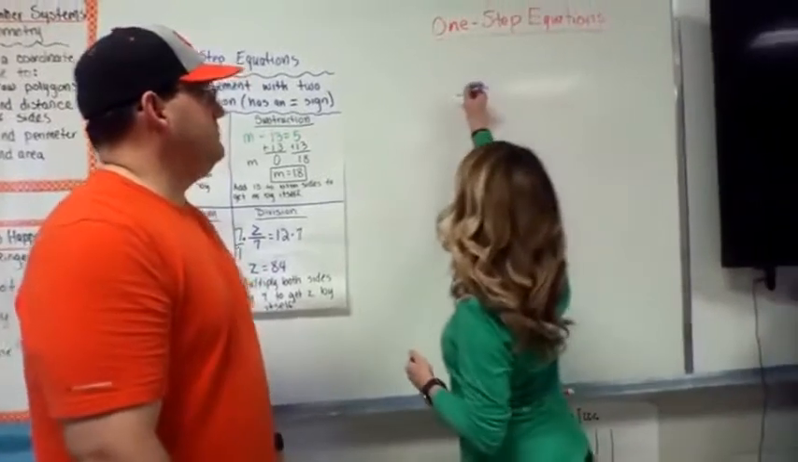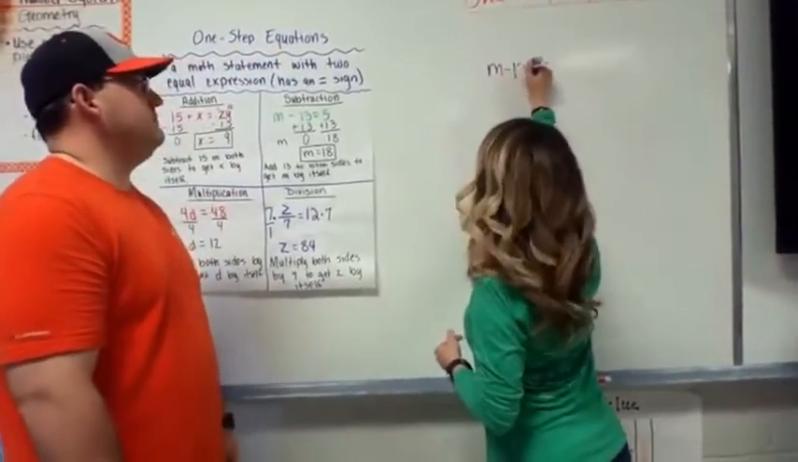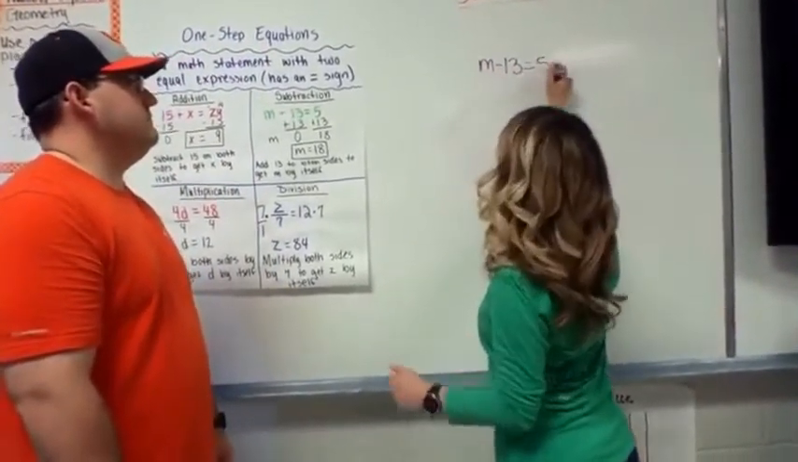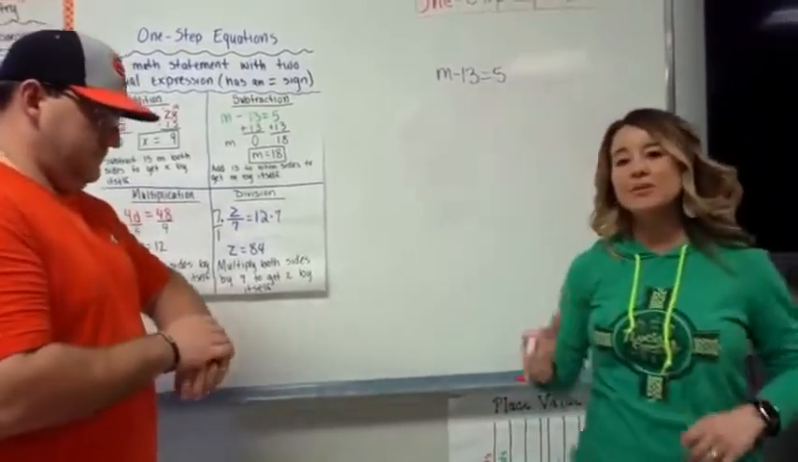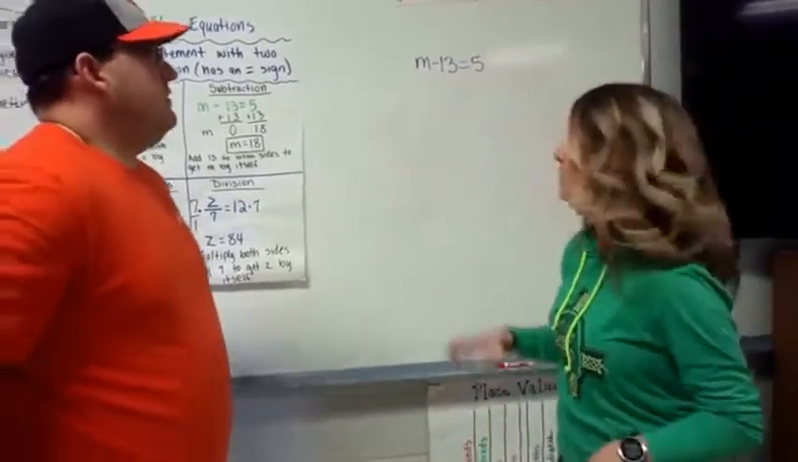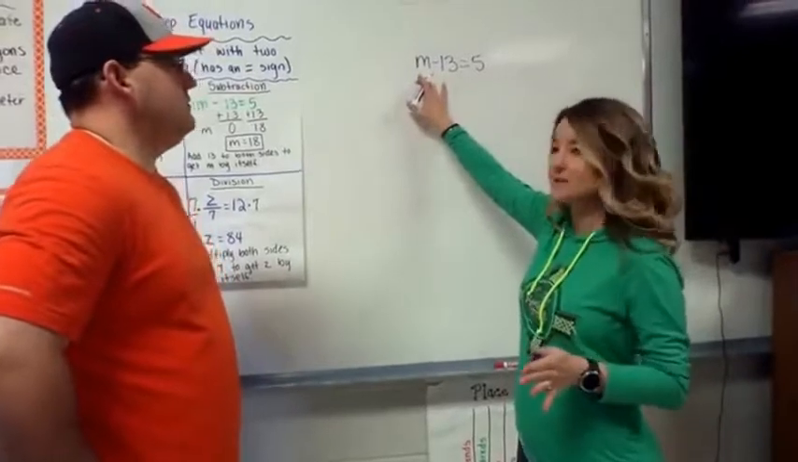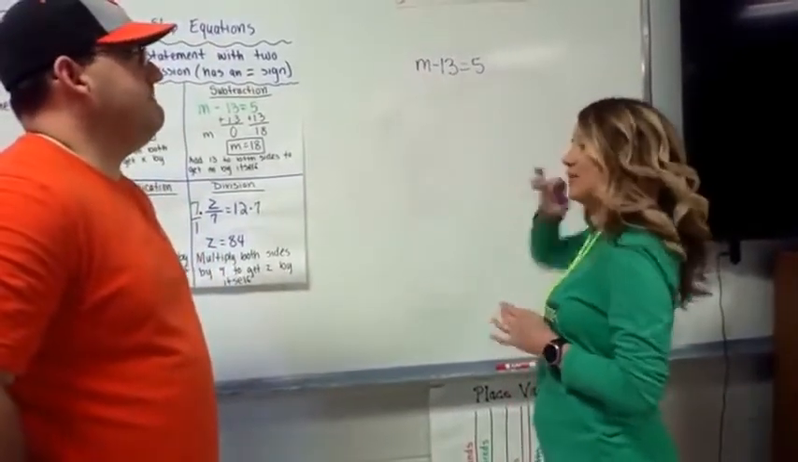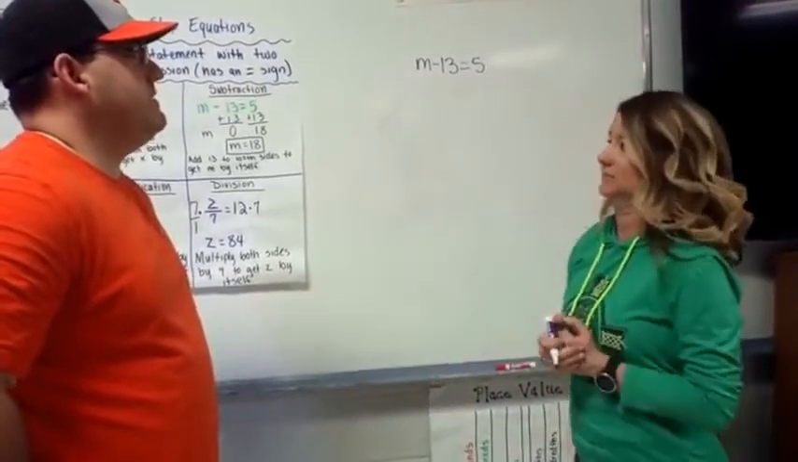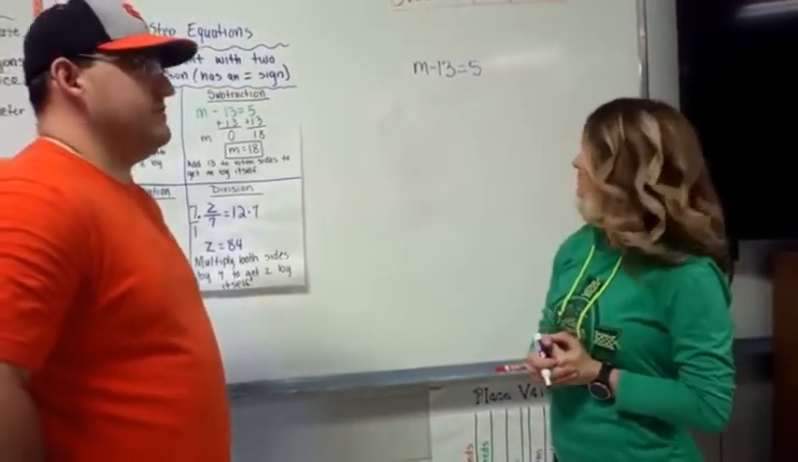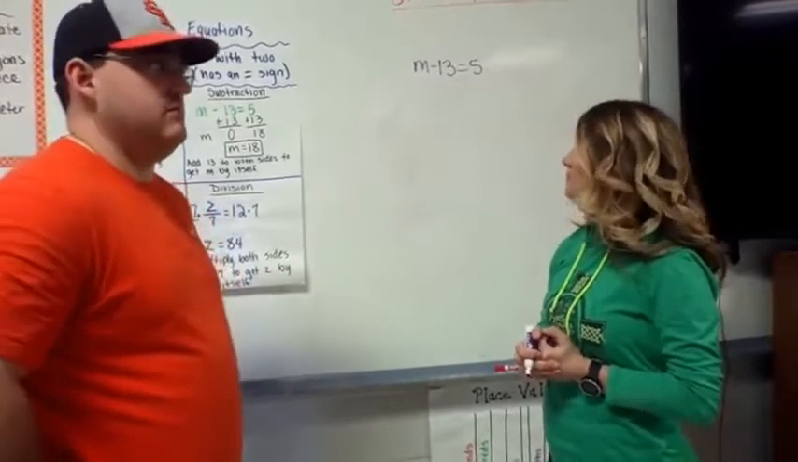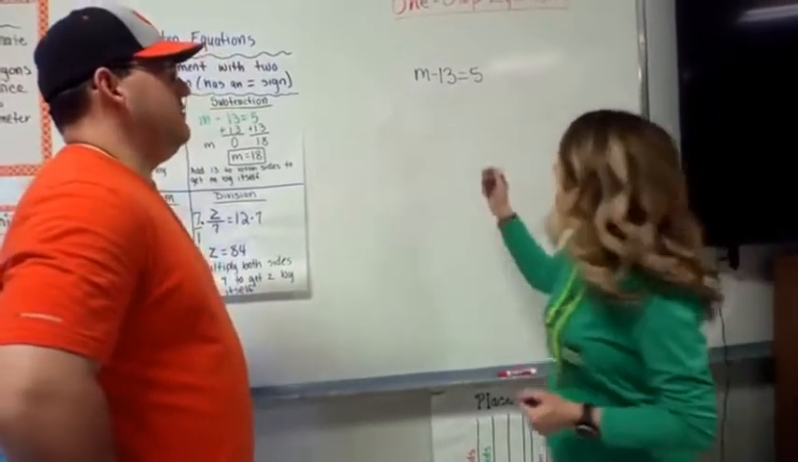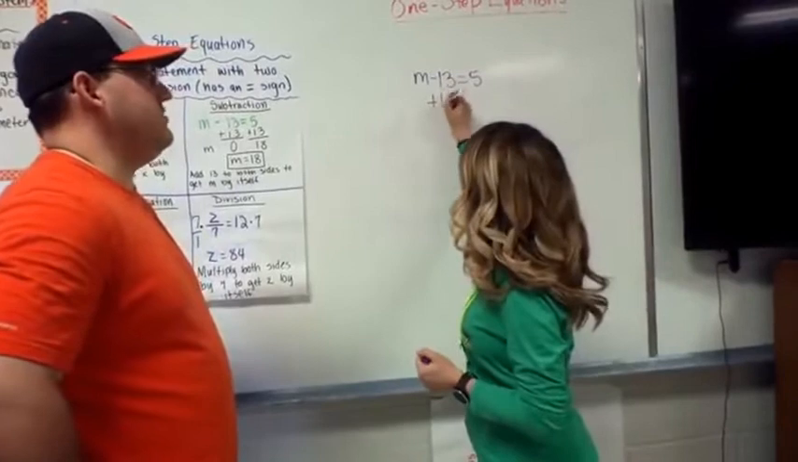I'm going to use m minus 13 equals 5. Again, I'm going to isolate the variable, which is m. I need m by itself. So Mr. Morgan, I have a negative 13. How do I get rid of negative 13? Well, I have to do the inverse of subtraction, which would be addition. If you wanted to get to 0, you just add 13.